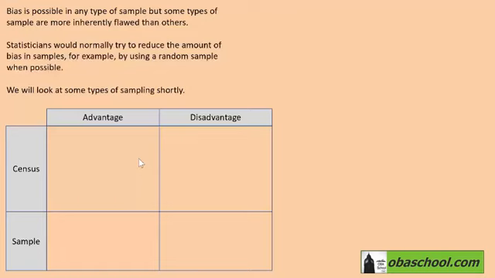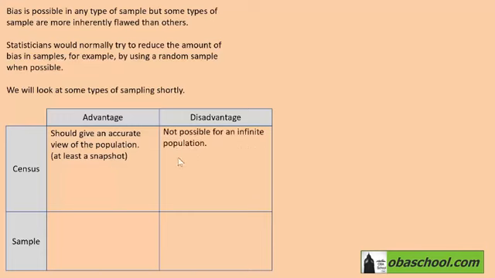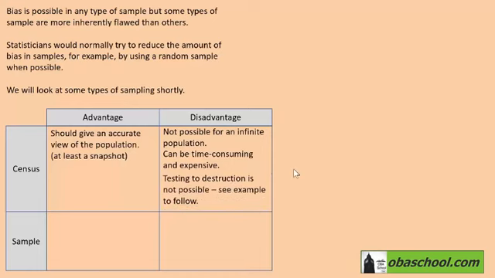Let's first look at census and sample and some advantages and disadvantages. This should give an accurate view of the population. At least it gives a snapshot. With some censuses, there's so much information that by the time it's processed, the situation may well have changed within the population. So it's a snapshot at the time that the census was taken. It's not possible to do this for an infinite population. It can be time-consuming and expensive. And testing to destruction is not possible. See an example to follow.